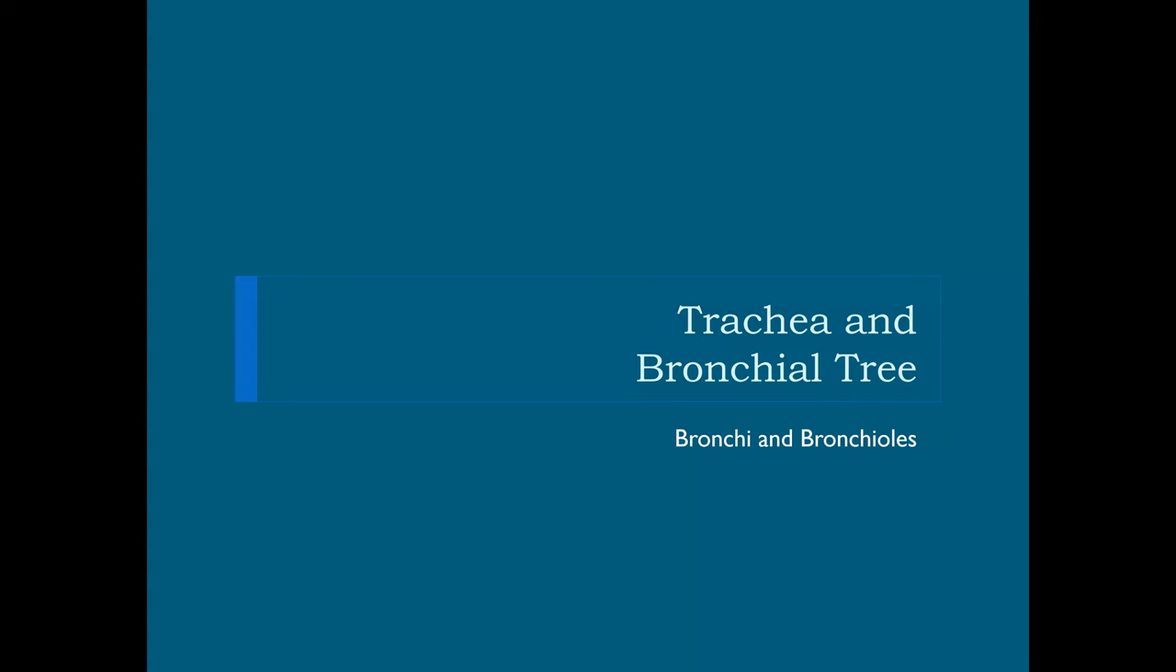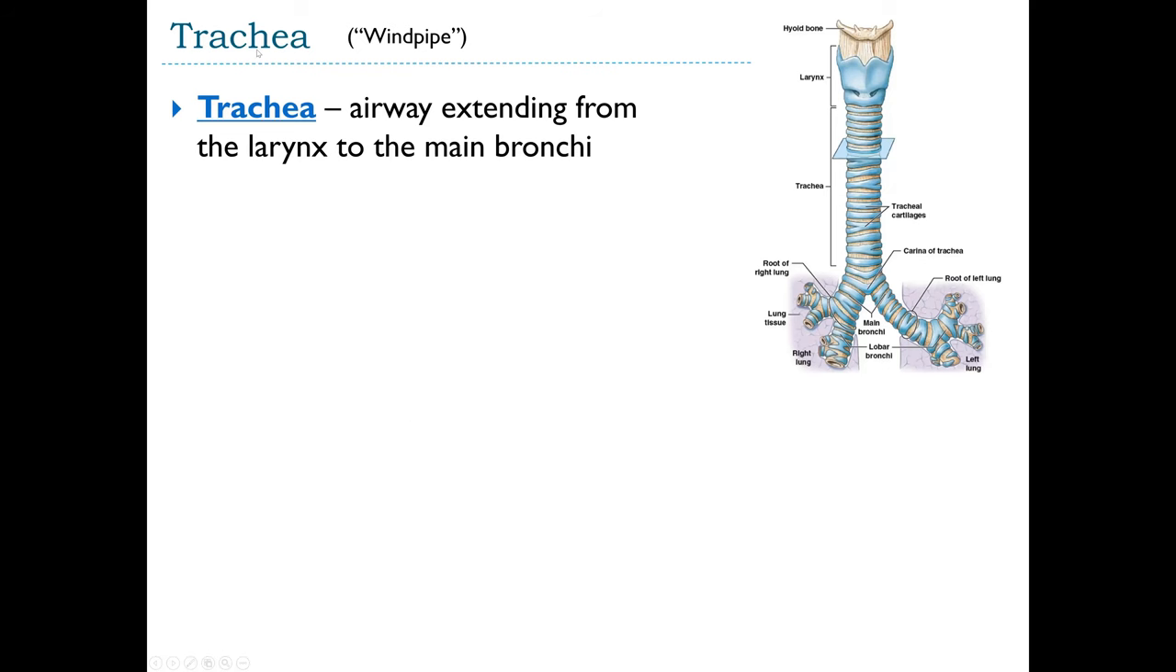In this section, we'll look at the trachea and the bronchial tree, and this is going to include the bronchi and bronchioles. So the trachea, more commonly called the windpipe, is the airway extending from the larynx to the main bronchi. This is a tough, flexible tube that serves as a passageway for air into and out of the lungs. It is composed of 15 to 20 C-shaped tracheal cartilages. And in the pictures, the cartilage is always shown as light blue. So as you descend down the trachea, you can see these little blue rings. Those are the tracheal cartilages.